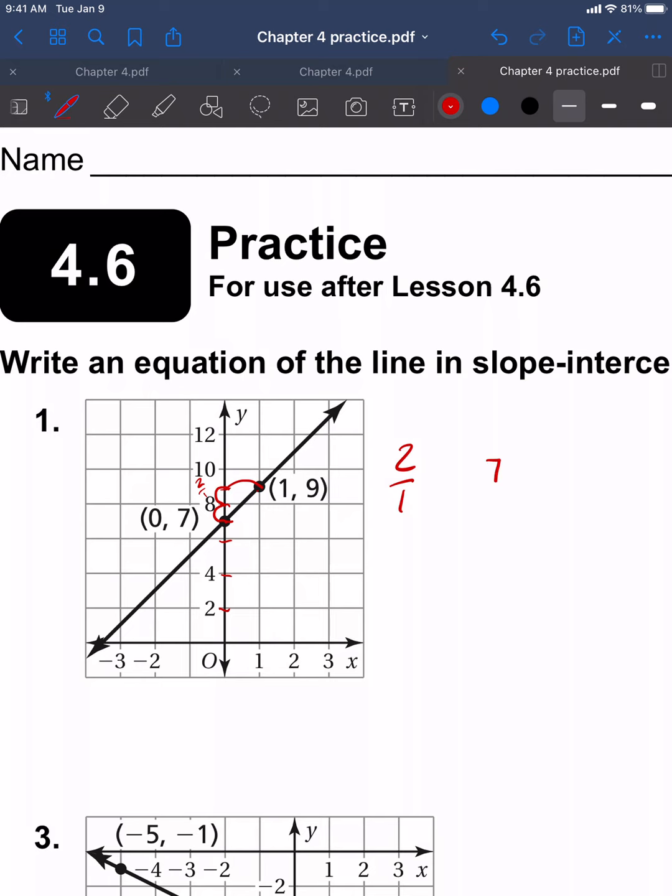Now that does not look like an equation. What is it missing? Equals 2 over 1. I need y equals 2 over 1x plus 7. There you go. That's the equation. Just did number 1 with you. Psst, write it down.